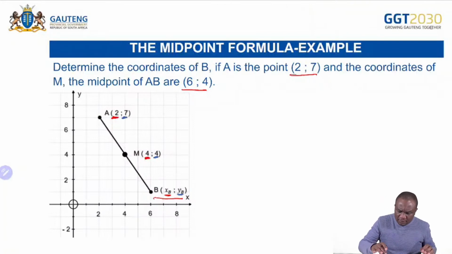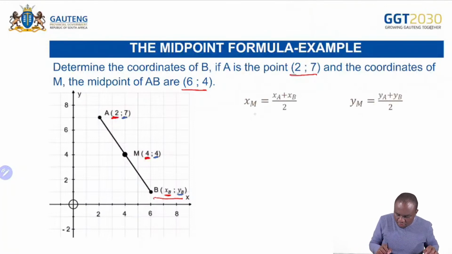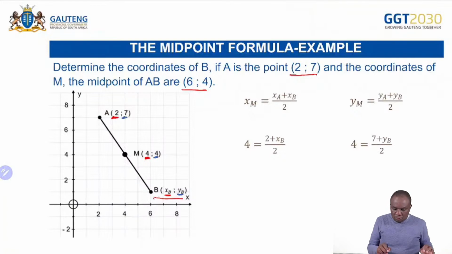Okay, let's do that. Right, so we have the x coordinate and the y coordinate. Remember I said you can separate them if you want. Right, and then let's substitute what we have. 2 plus xb must give us 4, the x coordinate of the midpoint, and then 7 plus yb must give us 4, the y coordinate of the midpoint. And then what do we do? We know how to solve equations involving algebraic fractions. We have to multiply both sides by 2. We say times 2 here, then times 2 there.